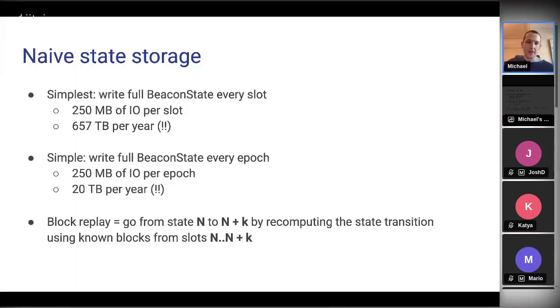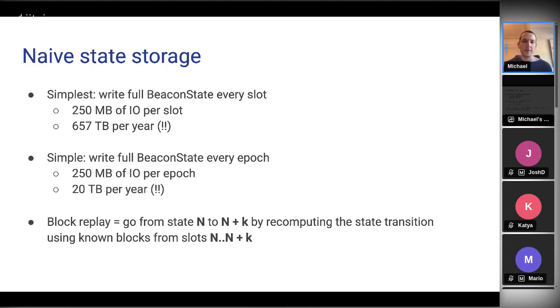Let's go on to the disk stuff. So how do we store the state on disk? Because we've covered how we store it in memory, but if the node crashes or something and comes back, we want to still be able to pick up where we left off, basically.